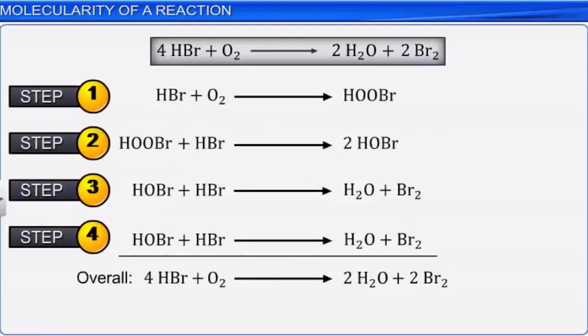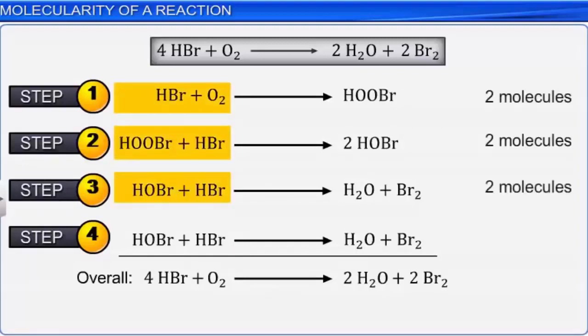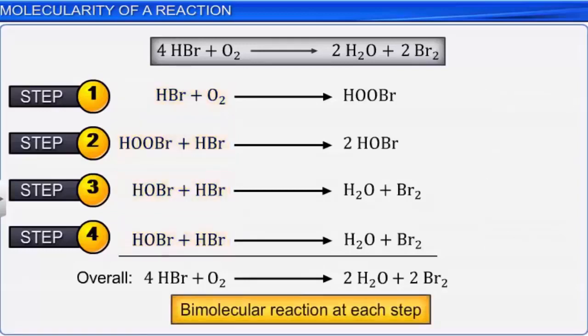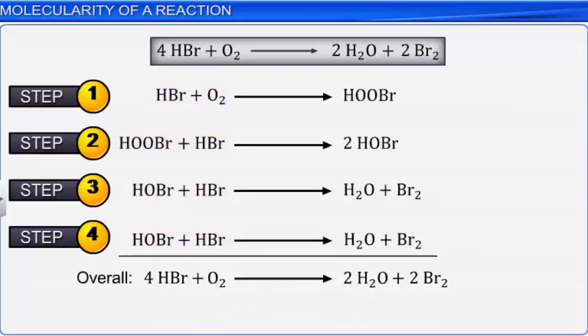You can clearly see that each step involves two molecules. That is, the reaction is bimolecular. Hence, when a reaction involves more than one step, its molecularity depends on the elementary steps. From this, we can conclude that complex reactions involving more than three molecules generally occur in more than one step.